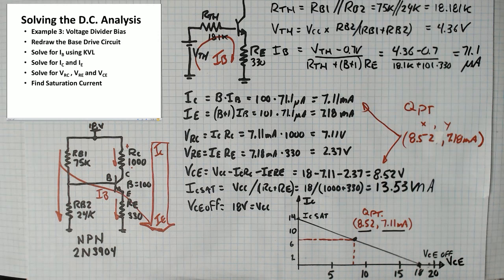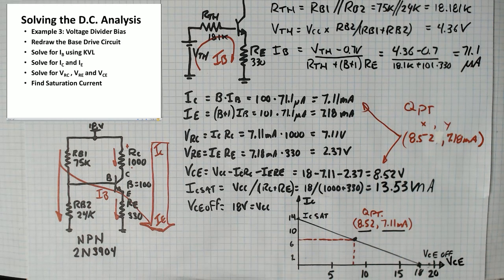But first we need to draw the load line on the graph from IC sat to VCE off. So to find IC sat, what we do is we short this transistor. We think of it as a short and figure out how much current would flow from the supply voltage down to ground. So IC sat would be VCC divided by the total resistance in that path, which would be 18 over 1330, which is 13.53 milliamps.